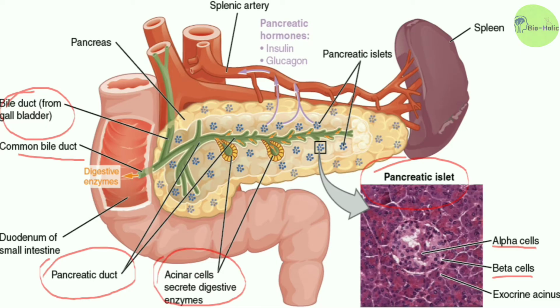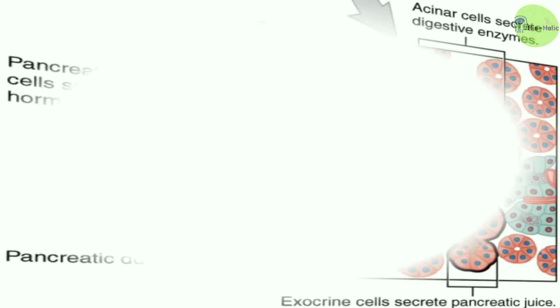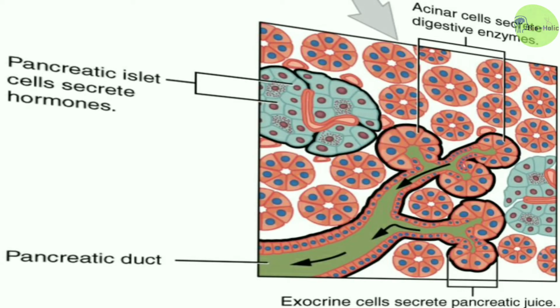There is a complex network of vessels and nerves in the pancreas. Those are some arteries, the veins, the lymphatic duct, and some nerves are also present in the pancreas, which are parasympathetic and sympathetic nerves. Now let us talk about the cells. The acinar cells secrete digestive enzymes and the pancreatic islets secrete hormones.